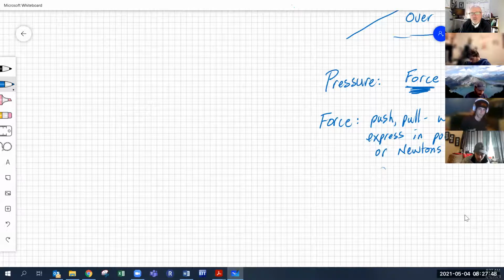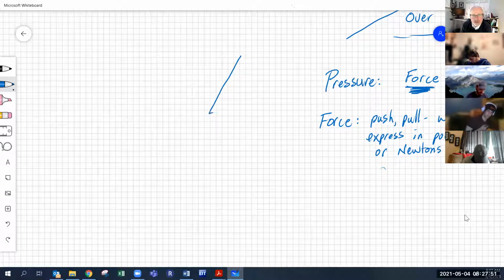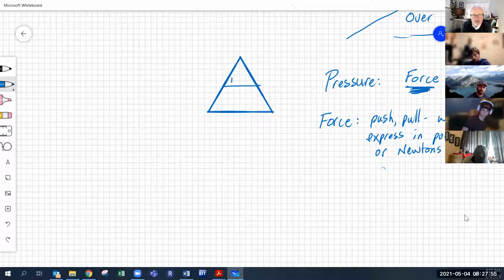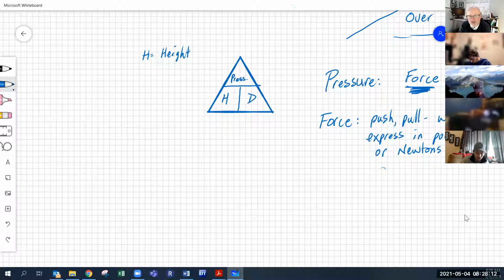So when we do this stuff, we use that formula triangle, right? Where we have the pressure up on the top, and pressure is all about height. So that's what the H is equal to, height. Pressure is all about the height of the fluid, and then we multiply it by a density. And we'll talk about densities of water in a minute.